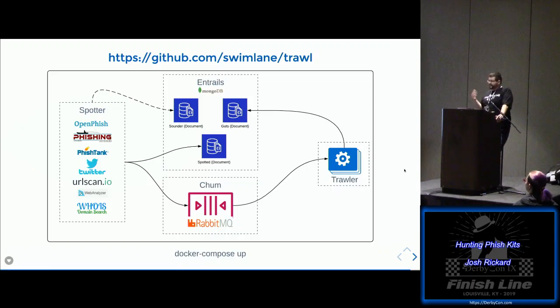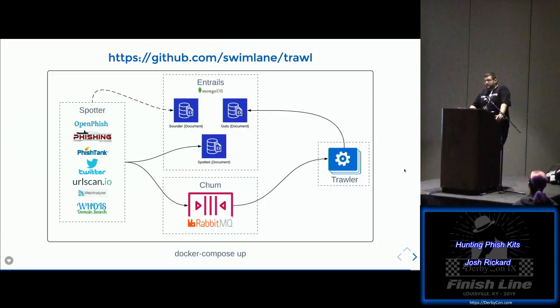And what it does is say, okay, this is a new URL. I'm going to put it in a MongoDB document called Spotted, as well as put it into Chum, which is a RabbitMQ, if anyone's interested in queues. And then Troller is the one that actually pulls from that queue, and it expands vertically and horizontally, with a set of images that will go out and crawl.